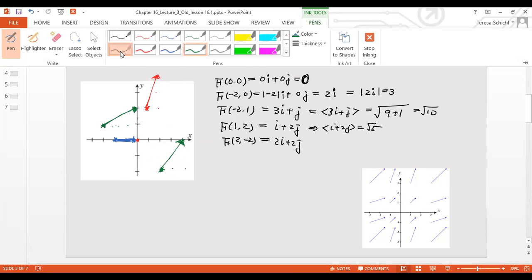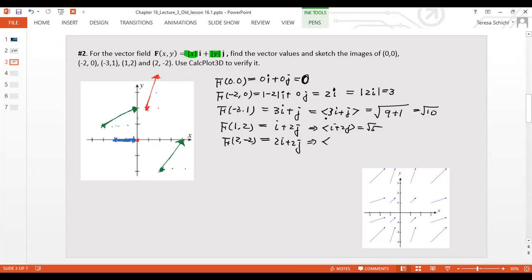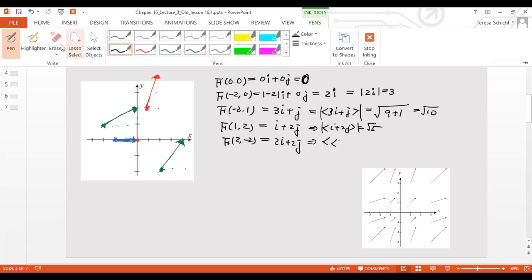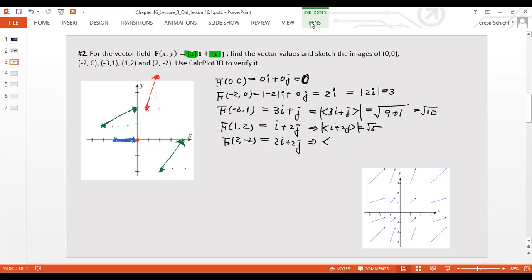So if you calculate the length of this vector, this one here is 2i, so 2i plus 2j. It will be the square root of 8 here. So that's what we call the vector field. Of course, you have infinitely many vectors here, because at every point you can generate a vector, right? Based on these functions here.